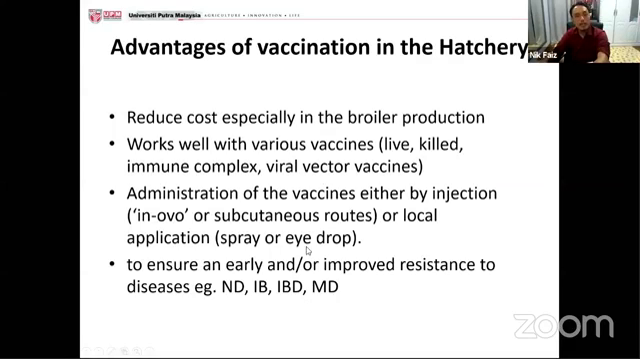Administration of vaccines is either by injections, in ovo or subcutaneous injection, or local application. And the hatchery vaccination is to ensure an early or improved resistance to disease. As you may know, when it comes to disease challenge, you want to make sure that chickens are well prepared, or the immune status is well matured, before they get challenged. So by doing hatchery vaccination, they get vaccinated before they even reach the farm.